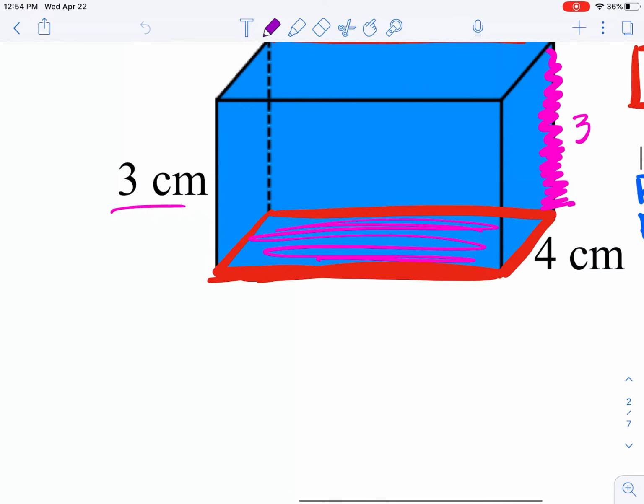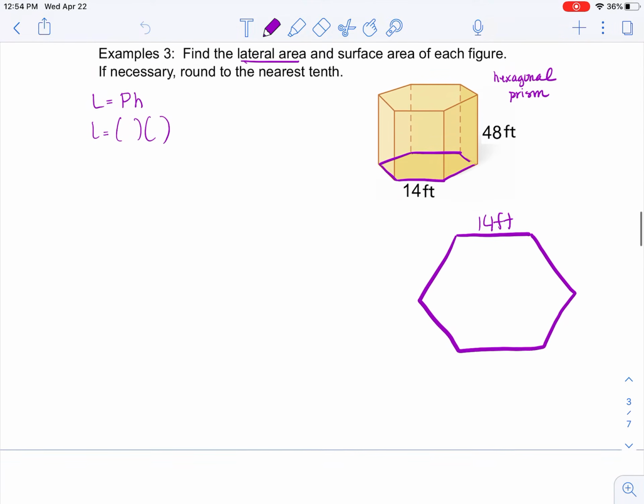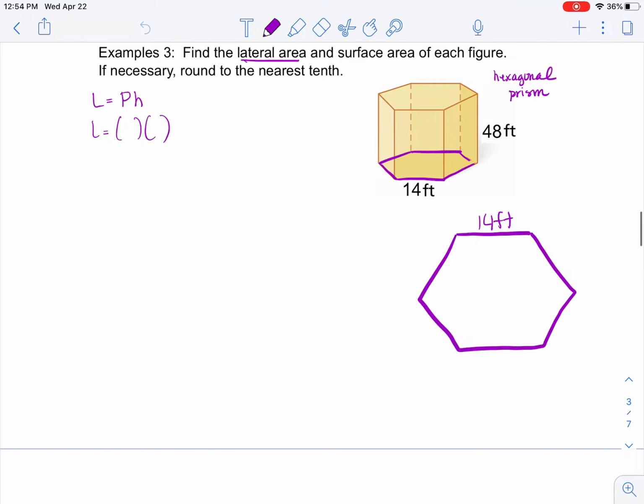Okay, so perimeter, I'm going to add up all the sides of my base. I'm going to change colors here. That's what I was trying to do when it froze. Perimeter is equal to, there's 1, 2, 3, 4, 5, 6 sides that are 14. So I can do 14 plus 14 plus 14 plus 14 plus 14 plus 14, or I can do 6 times 14.